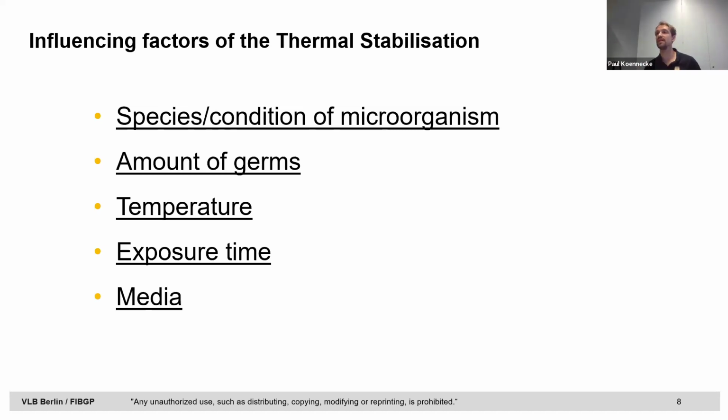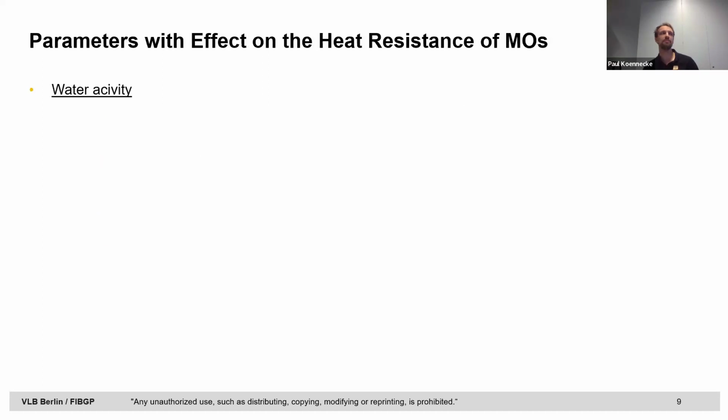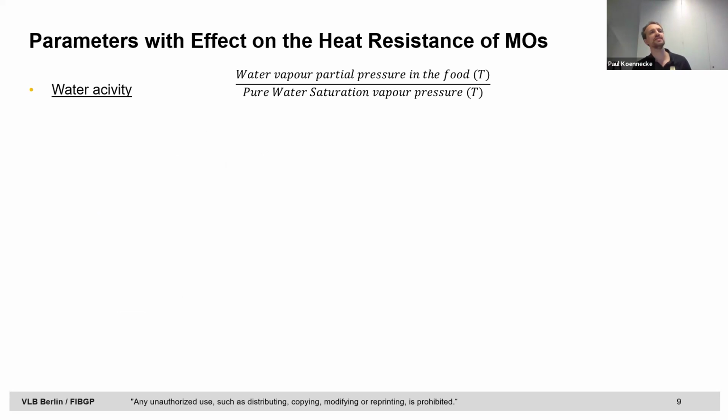Then, of course, it's media specific, and there are a few things which have an effect on the heat resistance of microorganisms. First of all, it's the water activity. Did you hear something about water activity? Probably in terms of, I don't know, malting. For example, the Maillard reaction, the browning and flavor reaction in malt, is also dependent on the water activity. And the water activity is basically defined as the water vapor partial pressure in the food, so also in the beer, in comparison to the pure water saturation vapor pressure. So the water activity of water is 1. And the less water we have in our medium, the lower the water activity gets.